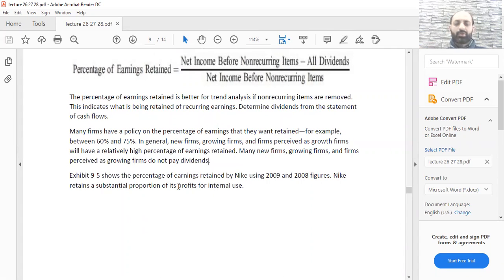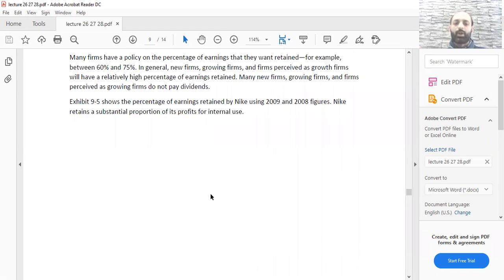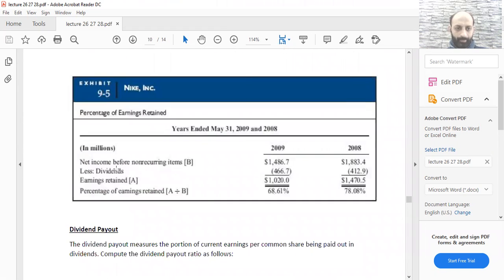Exhibit 9.5 shows the percentage of earnings retained by Nike using 9 and 8 figures. Nike retains a substantial portion of its profits for internal use. आप देखते हैं let's say we look at the 2009 figures for Nike. तो उसकी आप देखेंगे जो net income before non-recurring items है that is 1486.7 million dollars. आपने उसका आपका जो dividend था आपने उसे subtract किया so you get earnings retained.